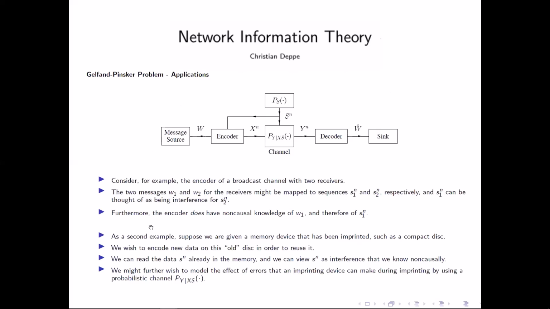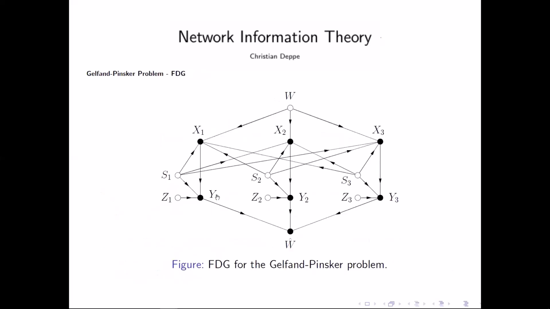There's a second example. So now we suppose we are given a memory device that has been imprinted, such as a compact disk. Now we wish to encode new data on this old disk in order to reuse it. And we can read the data S^n already in the memory. So we can view S^n as interference that we know non-causally. And now further, we wish to model the effect of errors that an imprinting device can make during imprinting by using a probabilistic channel. And again, we have exactly this model here. So these are two examples that this model is also realistic.